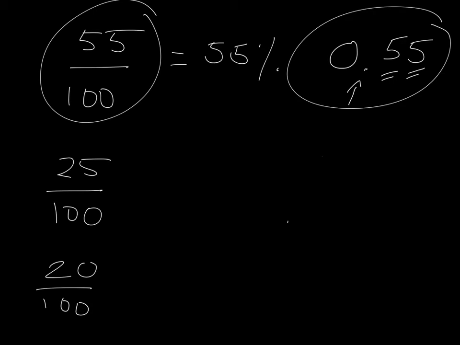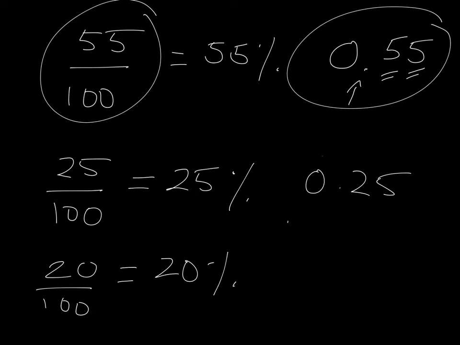All right, let's do the other ones. So 25 out of 100 expressed as a percentage is 25%, expressed as a decimal, 0.25. 20 out of 100 expressed as a percentage, 20% like this, or 0.2. We don't need to put the 0. You can if you want, if it helps you. You don't necessarily need it.